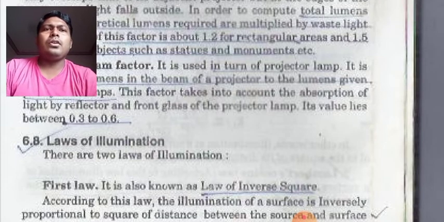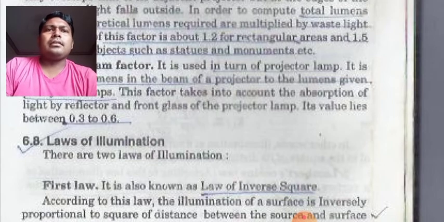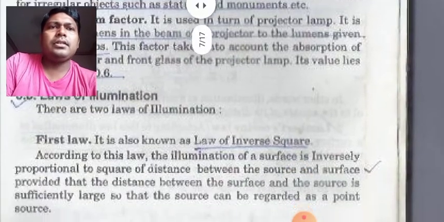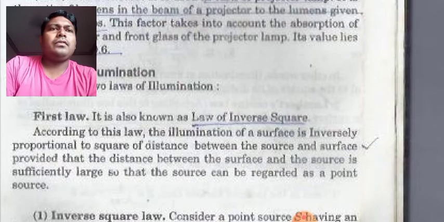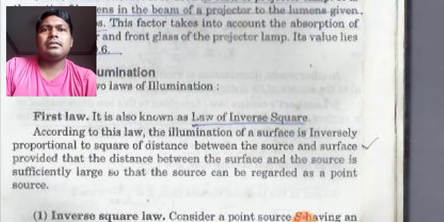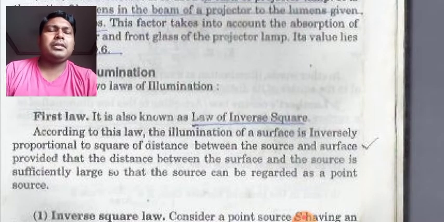So there are two laws of illumination. The first law is known as the law of inverse square. According to this law, illumination of a surface is inversely proportional to the square of the distance between the source and the surface, provided that the distance between the surface and the source is sufficiently large so that the source can be regarded as a point source.